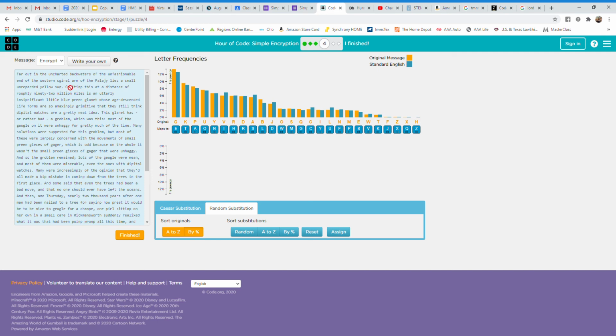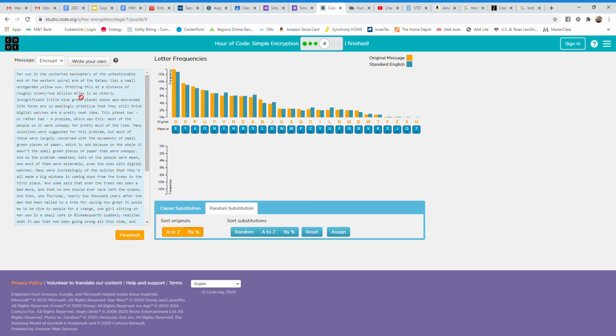Western. It's not spiral. Spiral? Let's try spiral. So move G. There you go. Spiral arm of the galaxy for sure. J, X, boom. Galaxy lies a small, unregarded yellow sun.